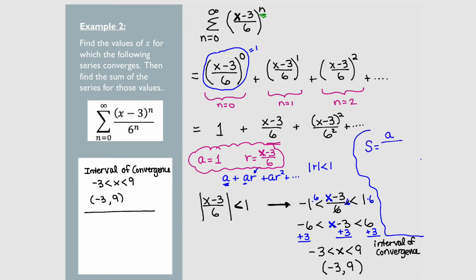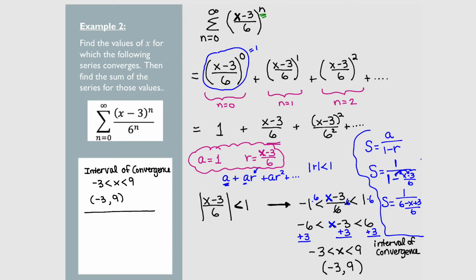S is a over 1 minus r, and provided x is in my interval of convergence, the sum of the series is going to be my a value, which is 1, divided by 1 minus my r value, which is (x minus 3) over 6. And if we do a little bit of algebra, that tells me on the top I have 6 minus (x minus 3), because I'm going to have a minus that's distributed, and I have a common denominator of 6.